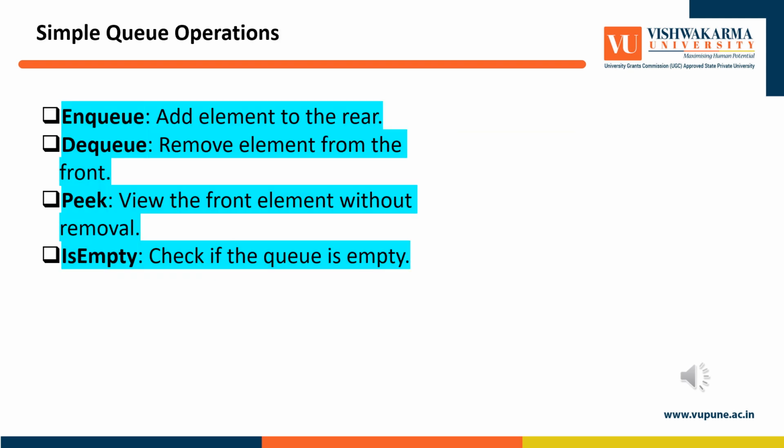So let's see simple queue operations. There are four operations in simple queue. One is enqueue, second is dequeue, third is peek, and the fourth is empty.